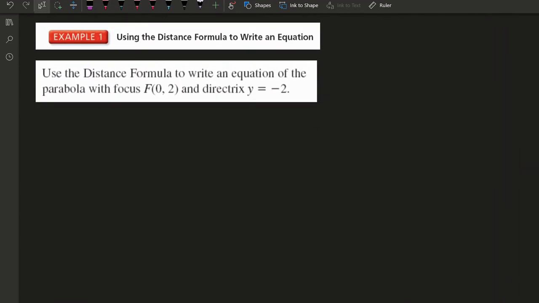So, for example, using the distance formula to write an equation. Let's use this distance formula to write the equation of the parabola with the focus (0, 2) and the directrix y equals -2. So I'm just going to draw a picture of that real quick. If I have my coordinate plane right here, the focus is at (0, 2), which would be right here, and the directrix is at y equals -2.